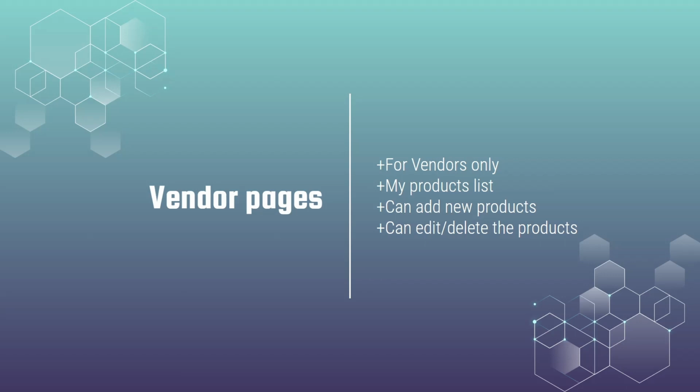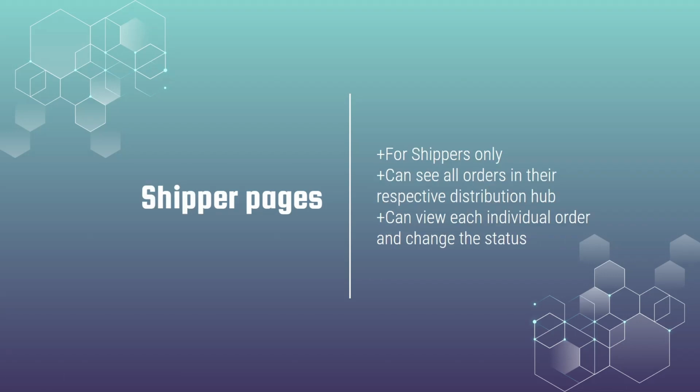So when a shipper logs in, they will see all the orders in their respective distribution hub separated into two lists, active and inactive orders. The shipper can then click on each order to view the details of that order and then change the status from active to either delivered or cancelled.